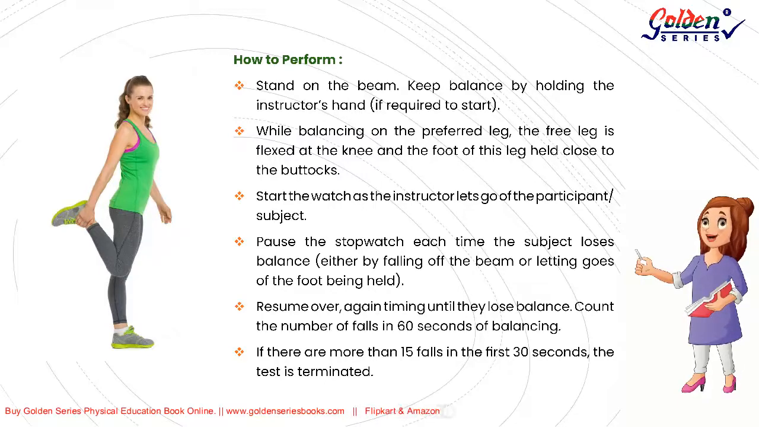Pause the stopwatch each time the subject loses balance, either by falling off the beam or letting go of the foot being held. Resume again, timing until they lose balance. Count the number of falls in 60 seconds of balancing. If there are more than 15 falls in the first 30 seconds, the test is terminated.